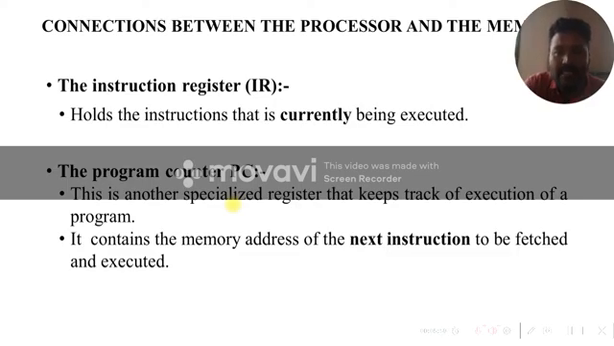Suppose the instruction register is holding a particular instruction that is currently running, whereas the program counter will take care of the next instruction that is to be executed in the next step. So these two are different types of registers.